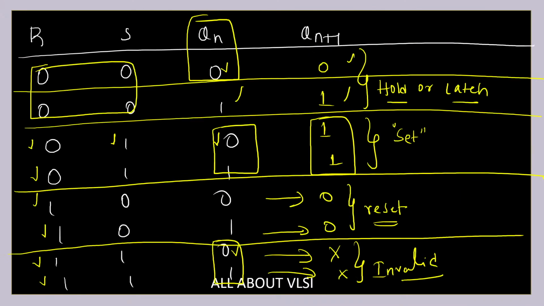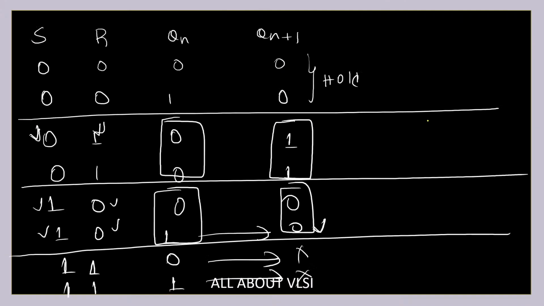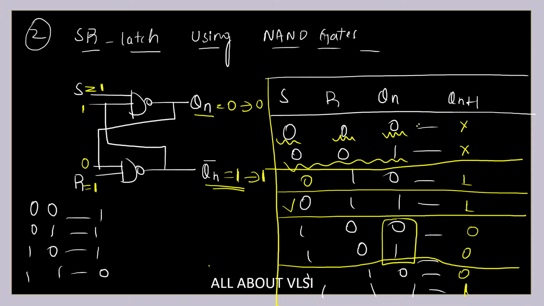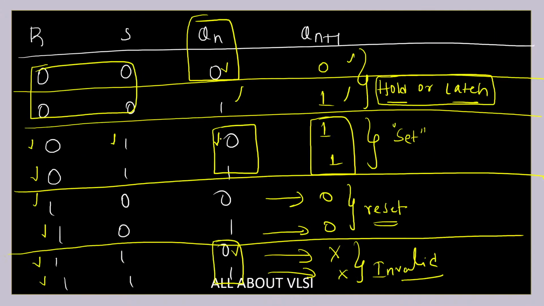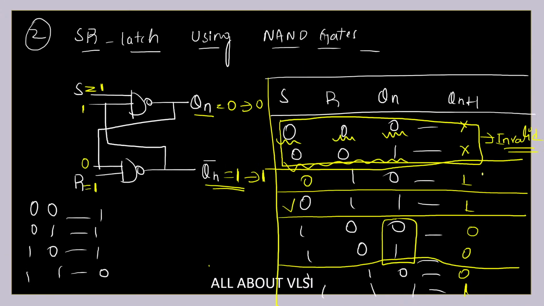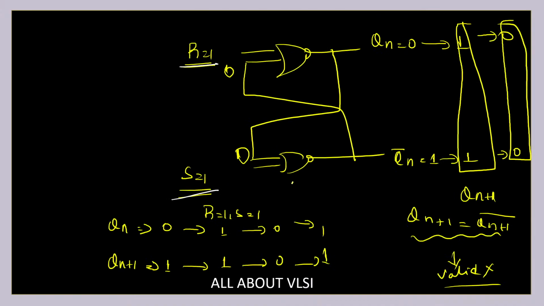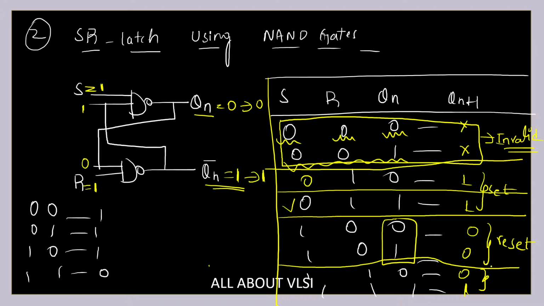In the case of your NOR gates, whenever your S is equal to 0, R is equal to 0, it was having the hold condition. But in the case of your NAND based SR latch, you are going to get the reverse one. Whenever your S is equal to 0 and R is equal to 0, you are going to get the invalid condition. This is my invalid condition. Now, whenever your S is equal to 0 and R is equal to 1, you are getting reset condition, but previously you were getting set condition. And this is reset condition, but previously you were getting set condition. And in the case of your NOR based SR latch, you are getting invalid, but here you are going to get hold condition.